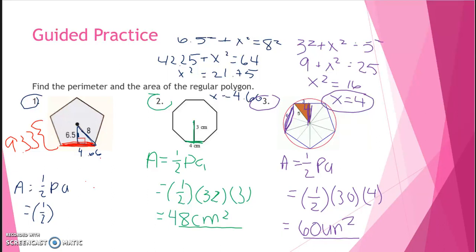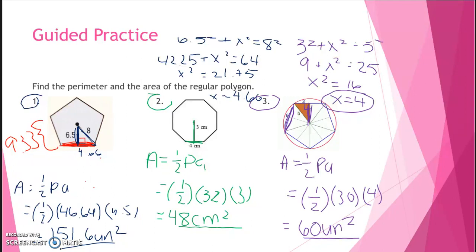But all 5 of your sides have a length of 9.33, which would make your perimeter now 46.64 if we round it. And your apothem is right there at 6.5. Now we're just going to calculate it out. Get 151.6 units squared for your area.